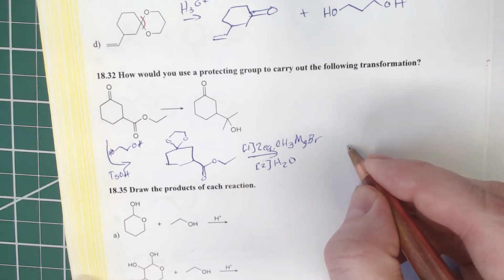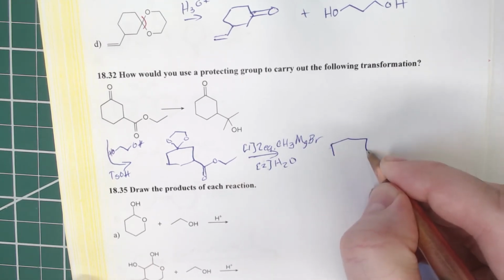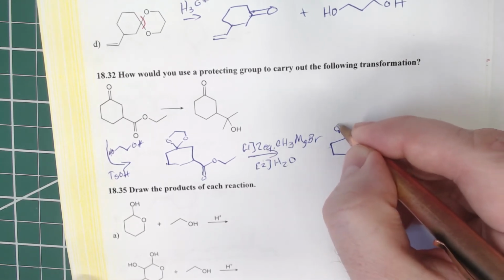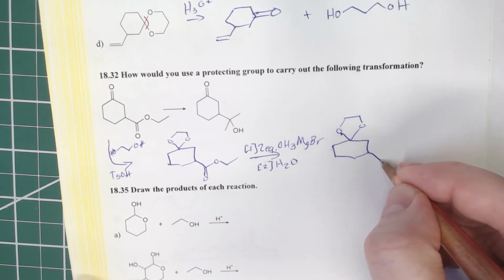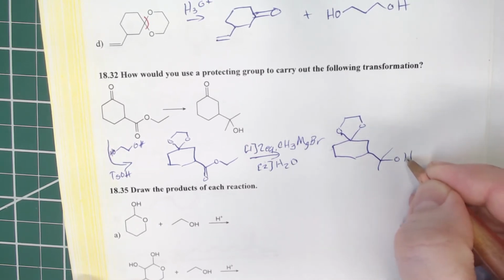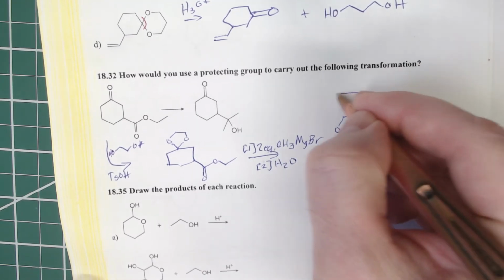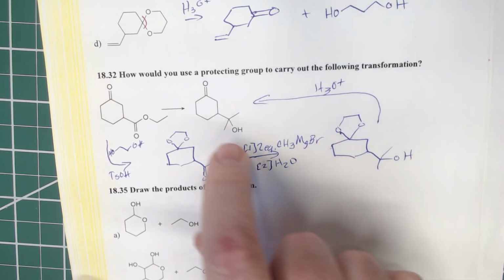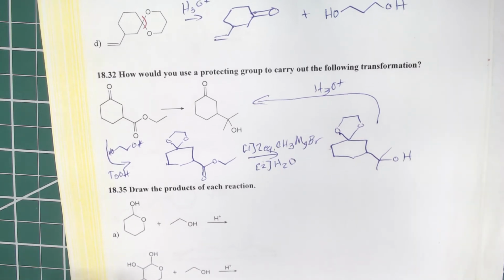All right, and when we do that, and we have the protonation in there, so we still have our acetal. But we now have this. And then we can just hydrolyze this with H3O plus, and that will give us our desired product. Pretty cool.